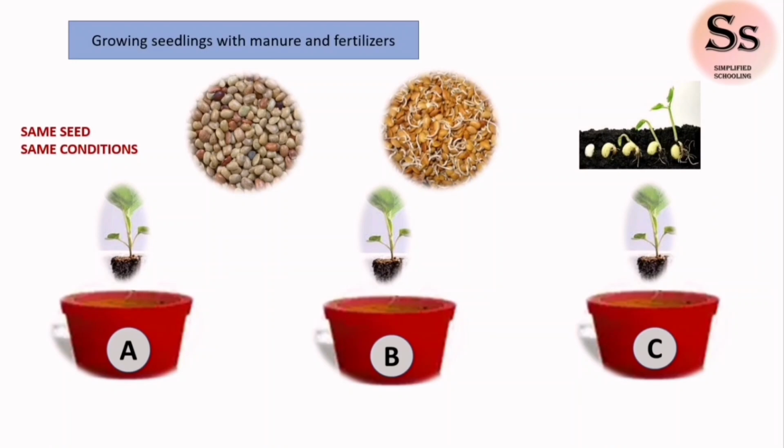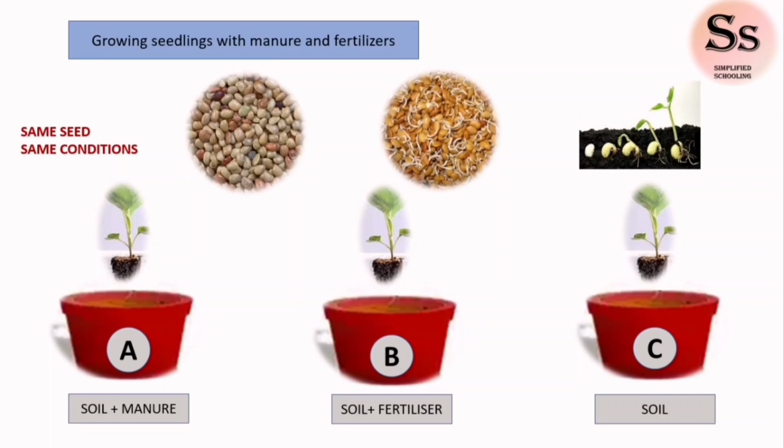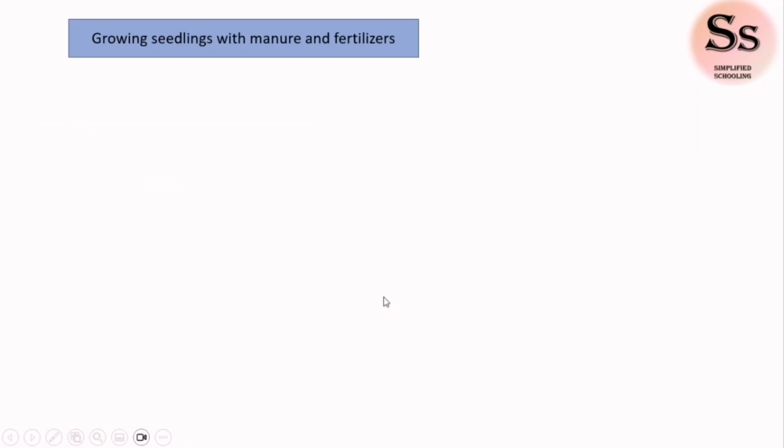To glass A, add a little amount of soil mixed with a little cow dung manure. In glass B, put the same amount of soil mixed with a little urea, which is a fertilizer. Then take the same amount of soil in glass C without adding anything, that is, without adding manure or fertilizer. Now pour the same amount of water in each glass and keep the seedlings in them. Keep them in a safe place and water them daily. After 7 to 8 days, observe their growth.